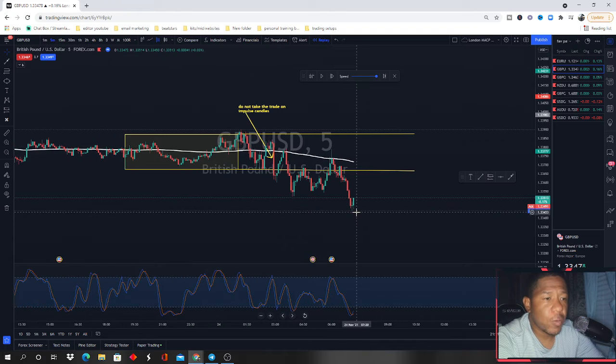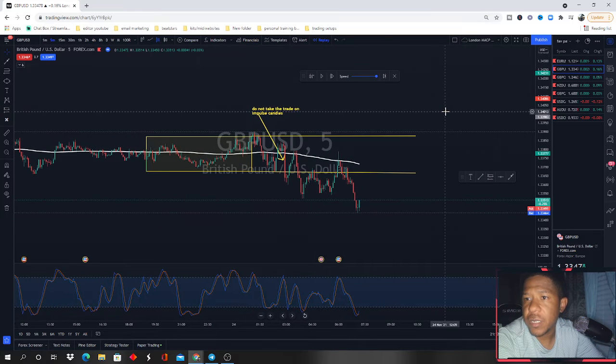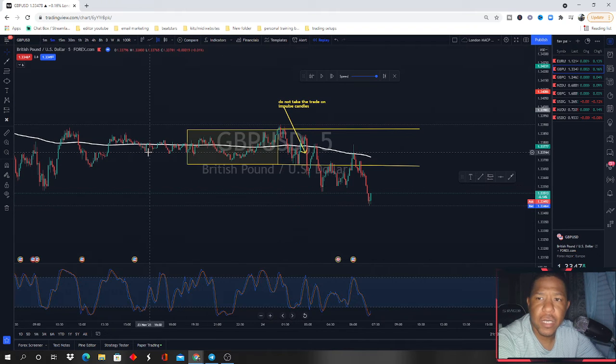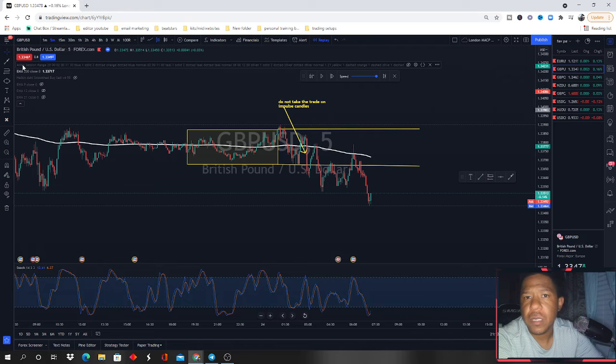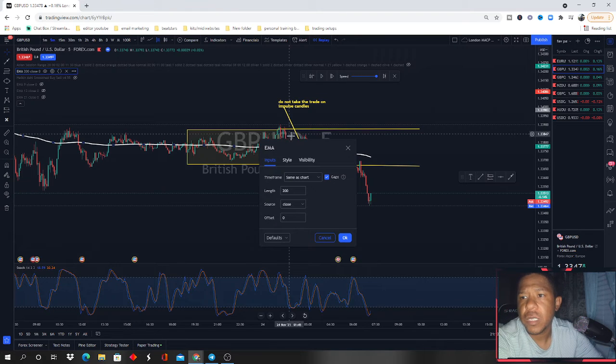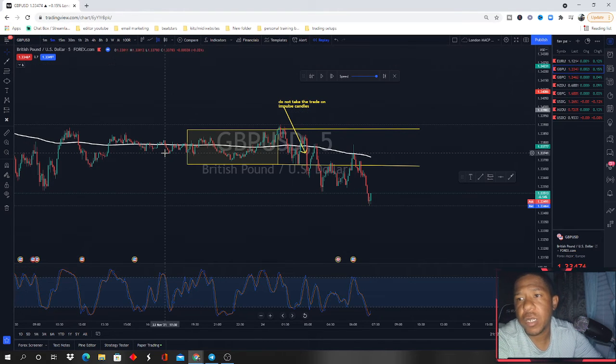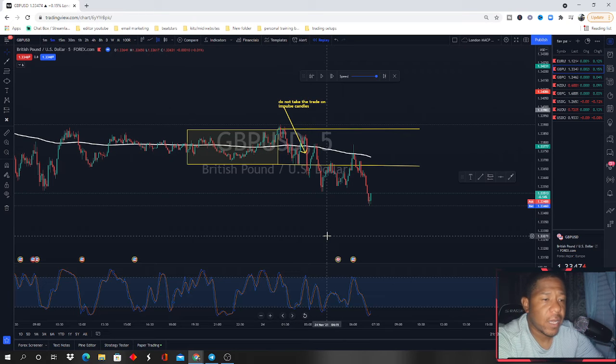I hope I gave you a lot of knowledge. Let's just go back over it a little bit. Just remember, the biggest thing is I have the 200 EMA. Let me show you this. The EMA needs to be 200, close, and 0. I have the RSI and the stochastic set to 14, 3, and 3 on the 5-minute chart.